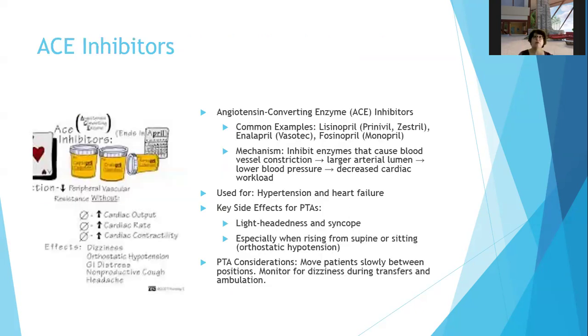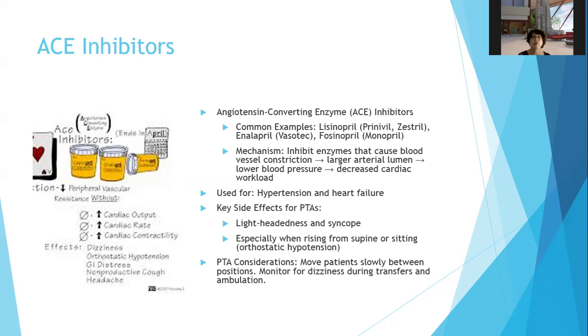So one of the primary blood pressure medications, used for blood pressure and for heart failure, is angiotensin converting enzyme, or ACE inhibitors. Common examples are lisinopril and enalapril. They end in pril or sometimes ill. So if you see the name of a drug that ends in pril, it's an ACE inhibitor.